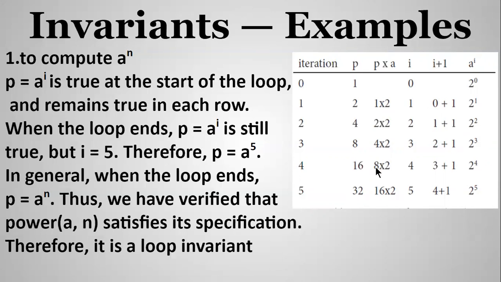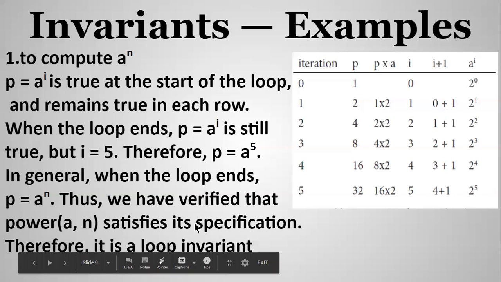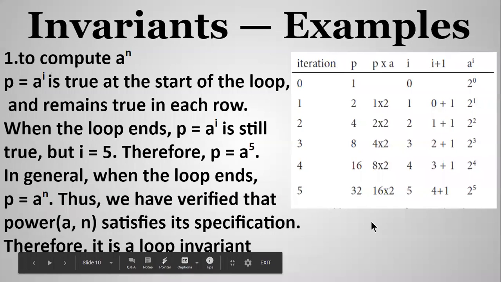Still I'm getting the product answer, but my value of I is equal to 5. Therefore, P is equal to A to the power of 5. So in general, the loop ends with P is equal to A to the power of n. So P is equal to A to the power of n is called your invariant. Can you understand? So it satisfies the specification. Therefore, it is a loop invariant. P is equal to A to the power of n is called a loop invariant.